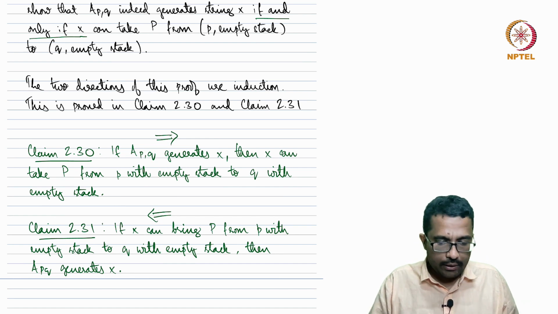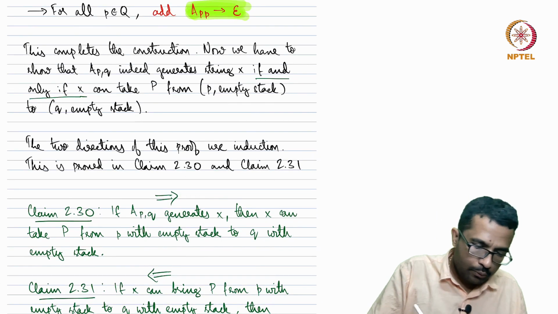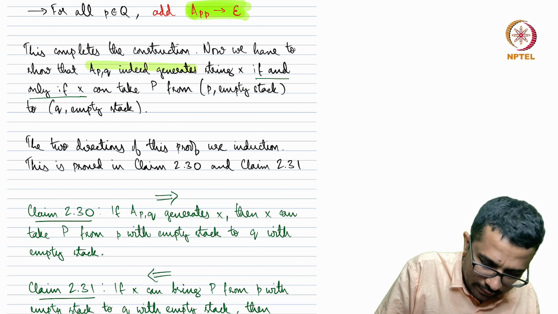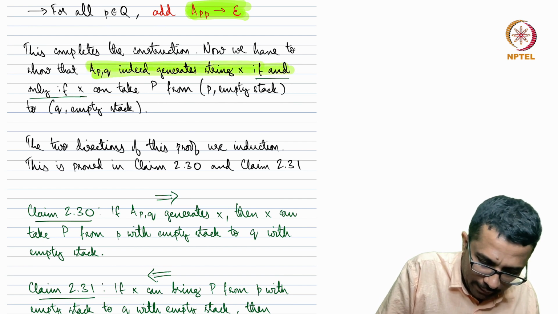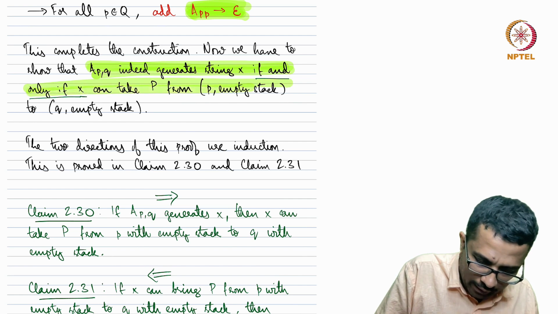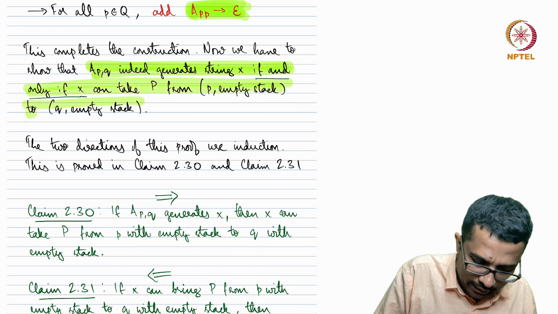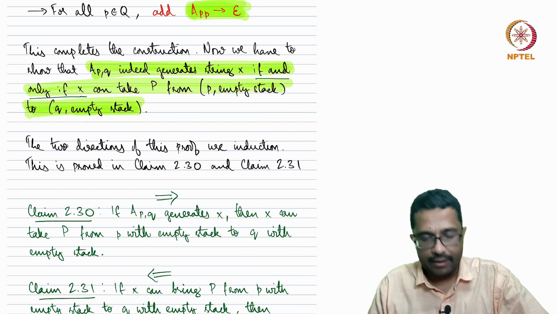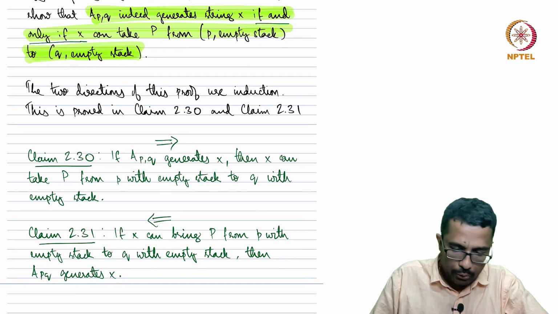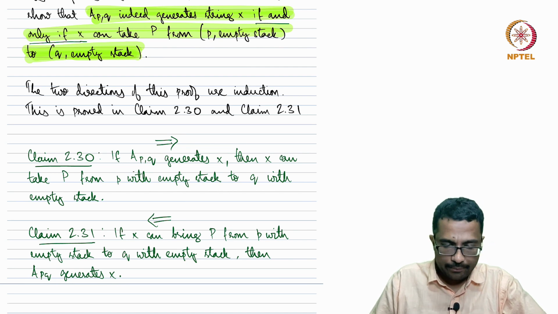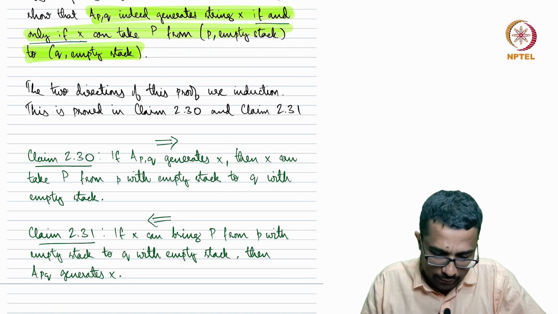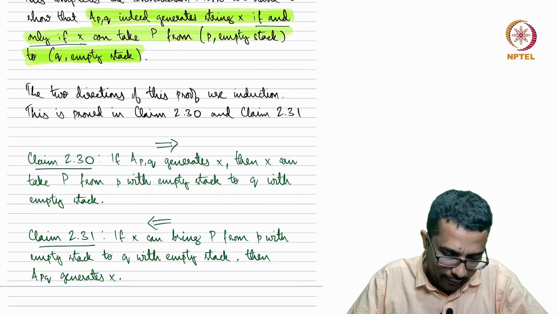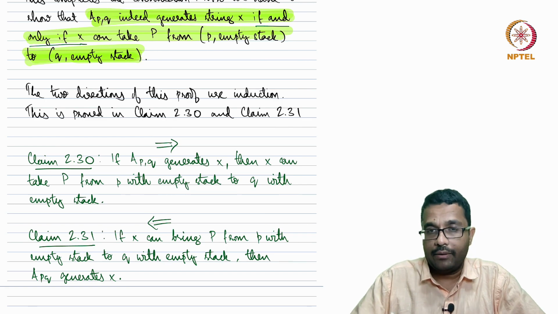Together these two claims will prove this highlighted sentence, the part that I am highlighting now: A_PQ generates the set of all strings that can take the PDA from P with an empty stack to Q with an empty stack. So claims 2.30 and 2.31 together will prove this. And since I think we are over the prescribed time limit, we will show the proofs of 2.30 and 2.31 in the next lecture.